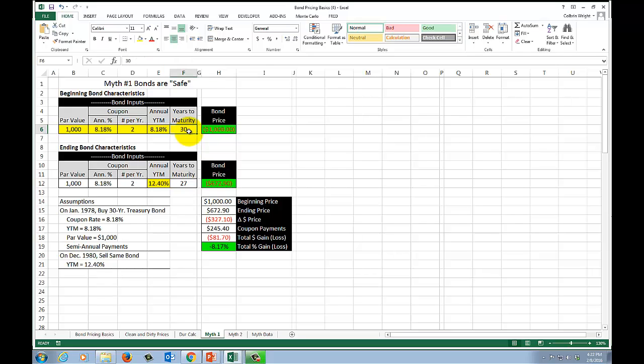We're assuming it's a 30-year treasury. You now know that if it's a 30-year treasury, that means there's very long duration. So we're going to get a big price swing. Well, we hold it for 3 years. So now there's only 27 years to maturity.